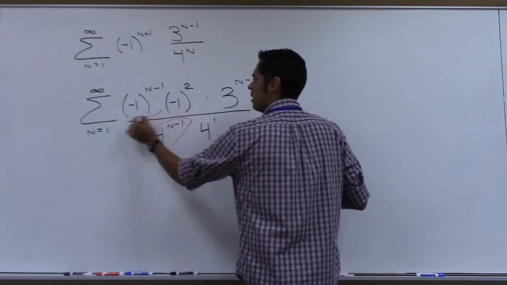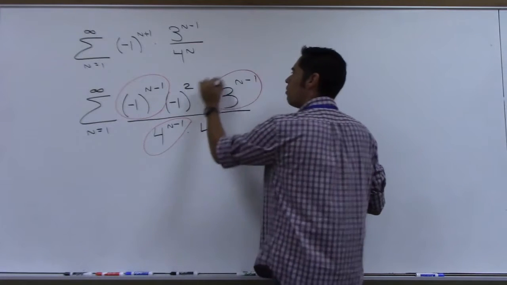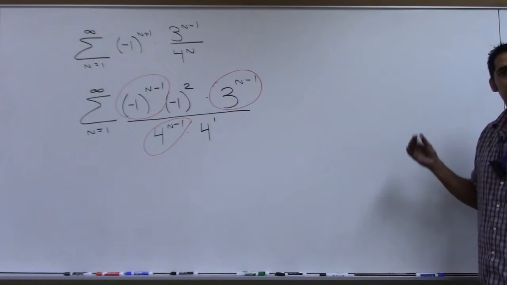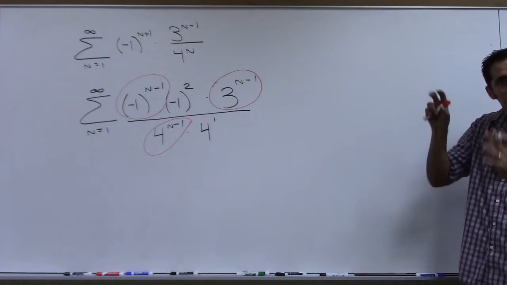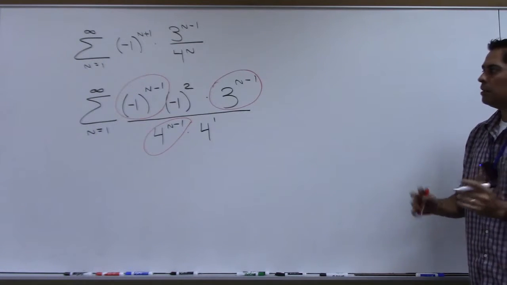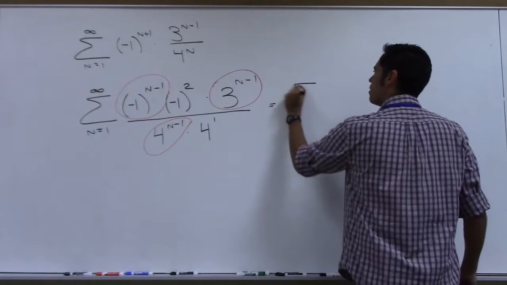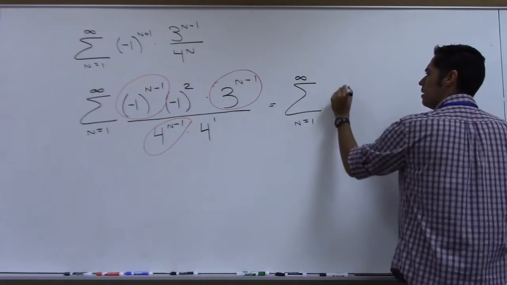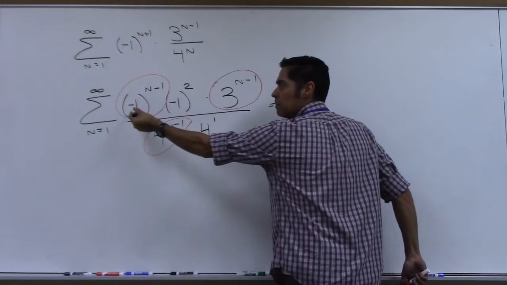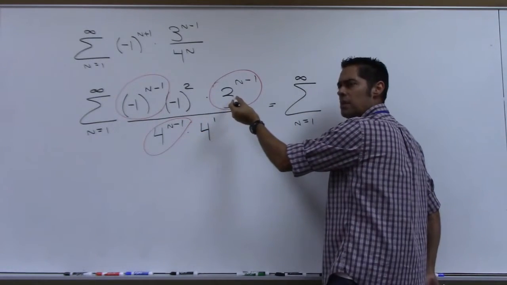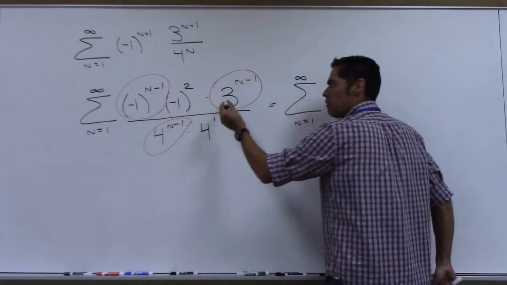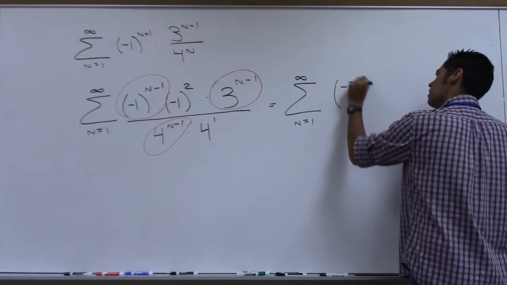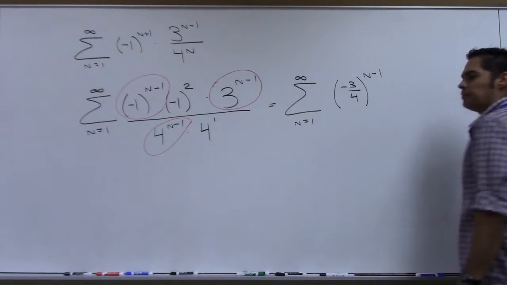This, and this are all raised to the same power, aren't they? If they're all raised to the same power, I can put them all together in a parenthesis and use that power on the entire thing. So how about doing this? Sum n equals 1 to infinity. It'll be the negative 1, right? And then it'll be the 3. What's negative 1 times 3? Negative 3 over 4. So how about this? Negative 3/4 to the n minus 1.